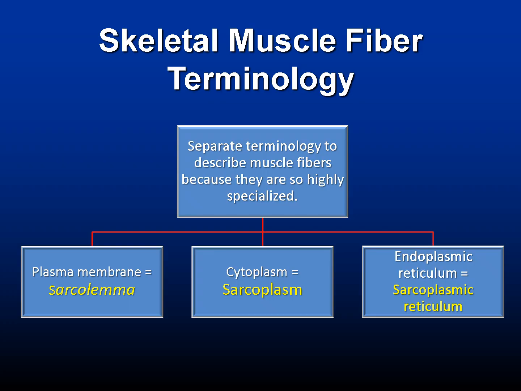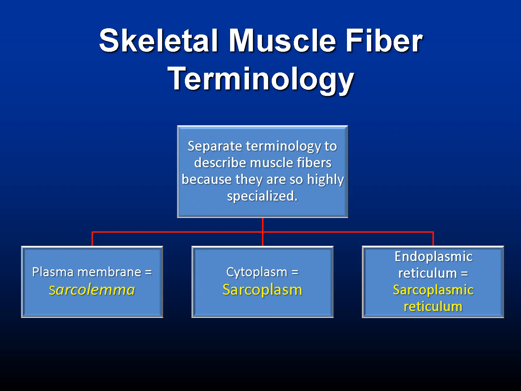Muscle cells or fibers are so structurally and functionally specialized that there is a special set of terminology that is applied to skeletal muscle. So in muscle, the plasma membrane or plasmalemma is called the sarcolemma. Sarcos means flesh. Flesh is meat, and meat is muscle. Transverse or T-tubules are a unique modification of the sarcolemma.